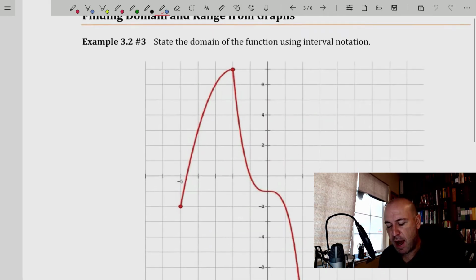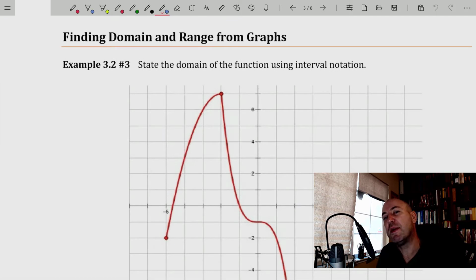Then we talked about how you could find the domain and range if somebody handed you the graph of a function. Notice I didn't say find the range given the equation of a function. It's actually often much more challenging to find the range given the equation of a function. But finding domain is critical.